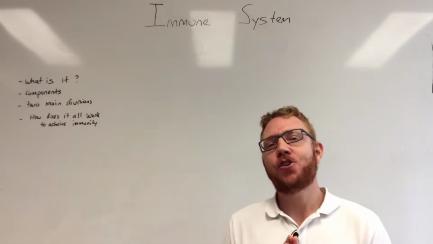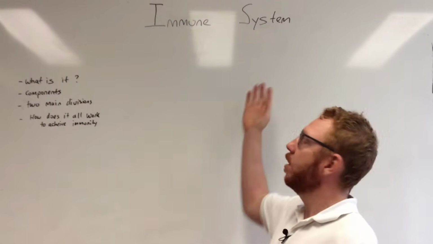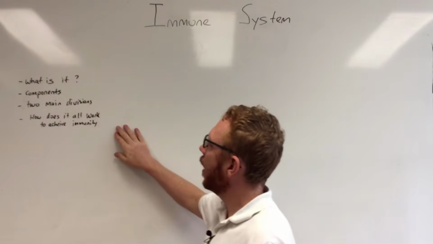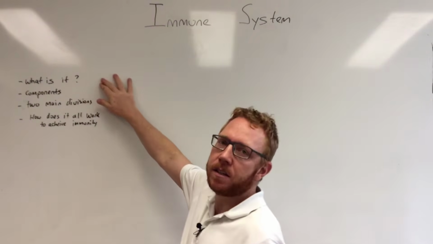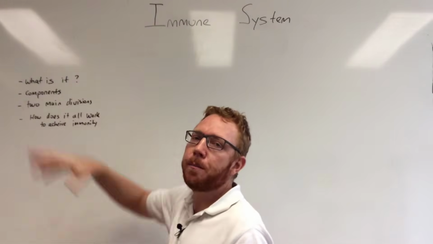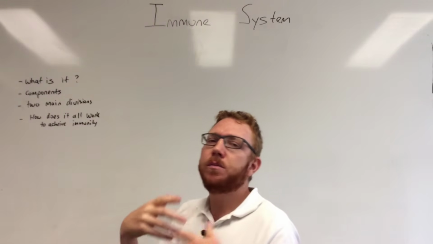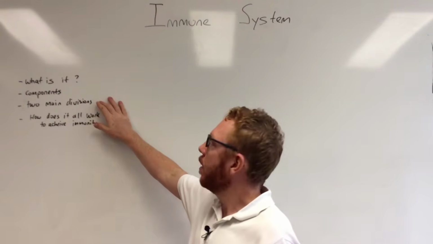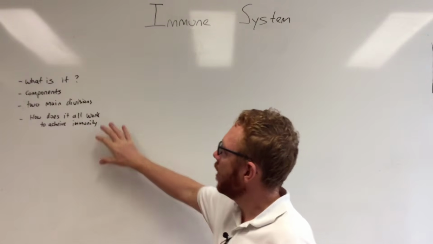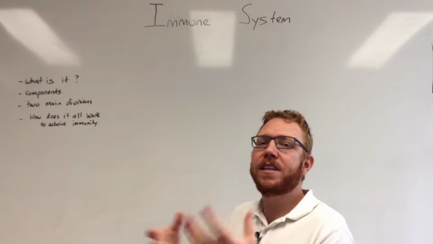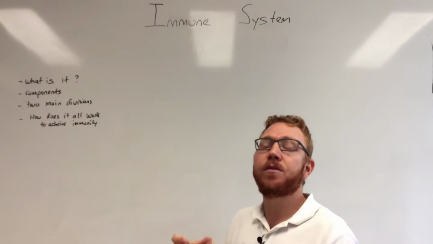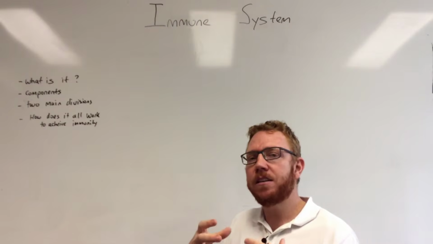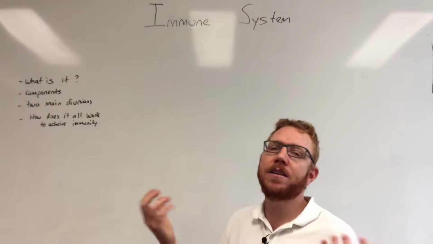Welcome to this short video on the overview of the immune system. This particular lecture will cover four main parts. Firstly, what is the immune system? What are its main components? So these will be cells, molecules, tissues. How is it divided? How can you categorize it? And then finally, how does this all work together to ultimately provide immunity, which is essentially being free of sickness or illness to keep us alive?